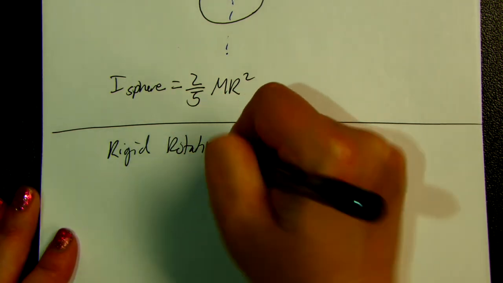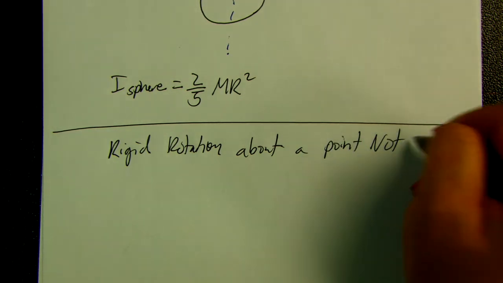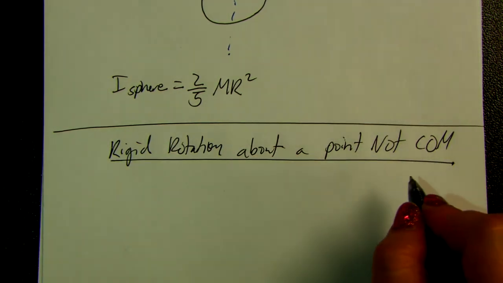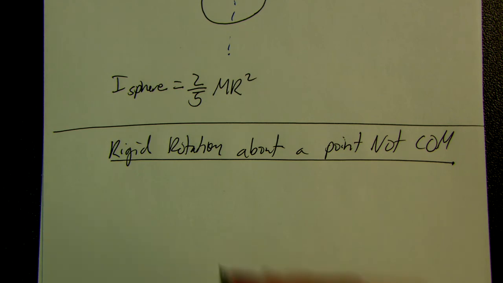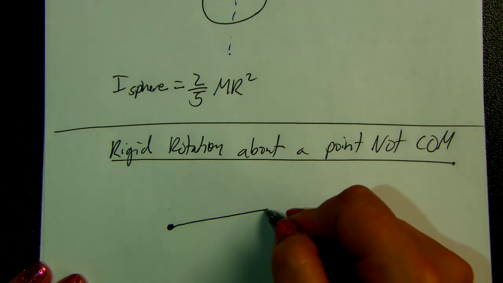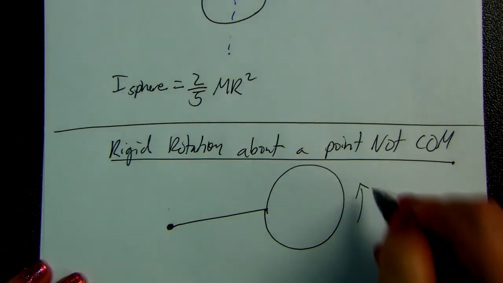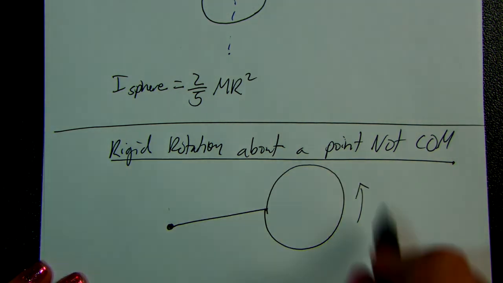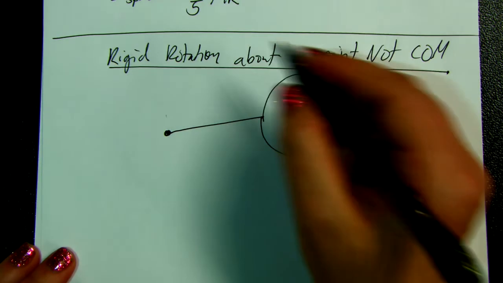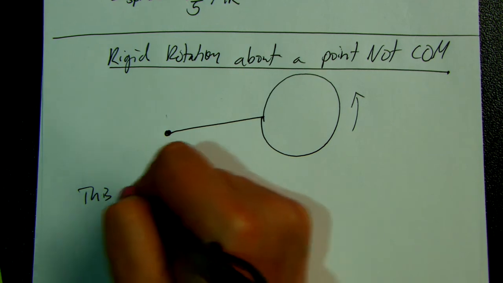So, rigid rotation about a point not the center of mass. Everything that I've just showed you there has been so far stuff that's rotating around the center of mass. So let's say you had, here's this, and it's rotating around like that. So this is clearly not rotating around the center of mass. So this is much heavier than that. So we have some RCM.